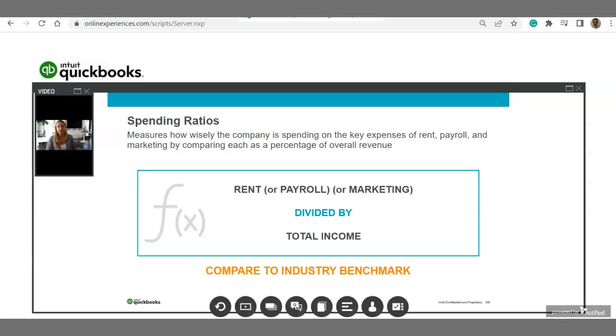Now, when you're calculating the amount of revenue spent on rent, a low ratio could mean low rent. Good job.